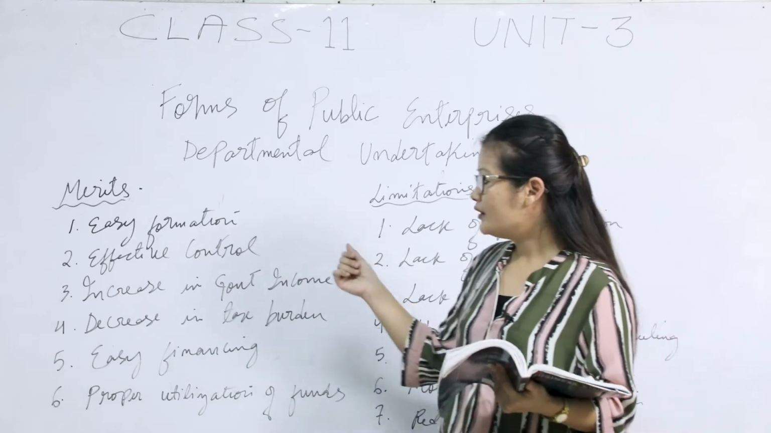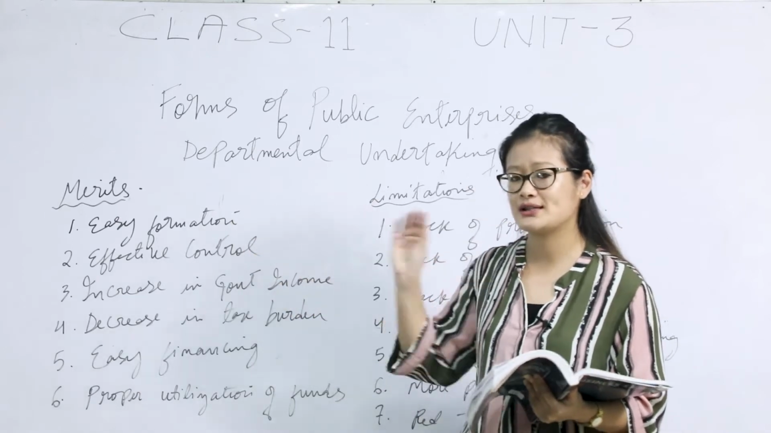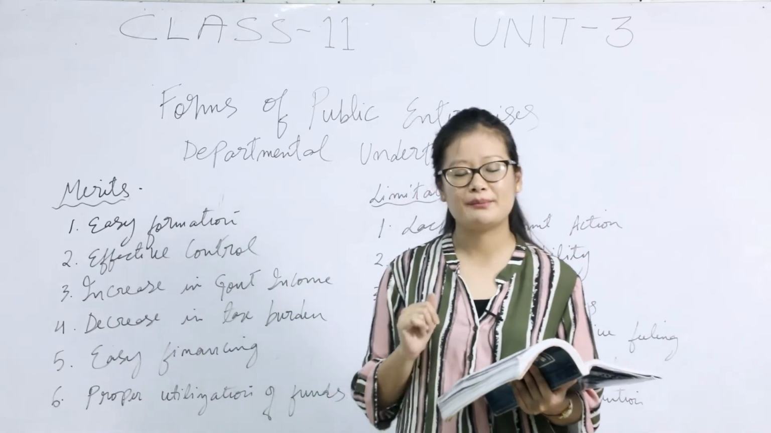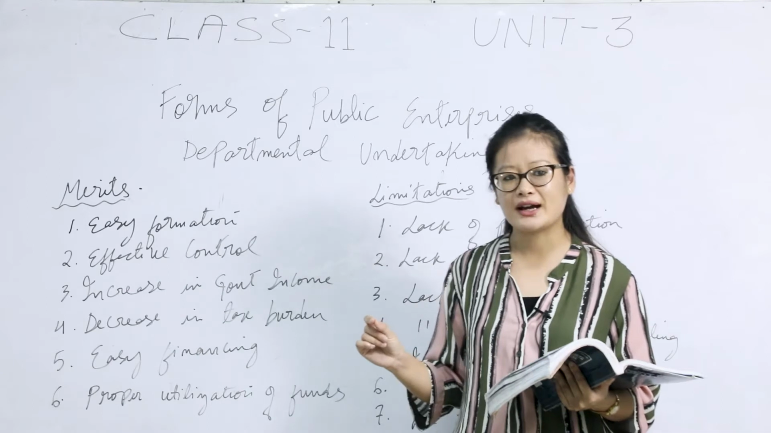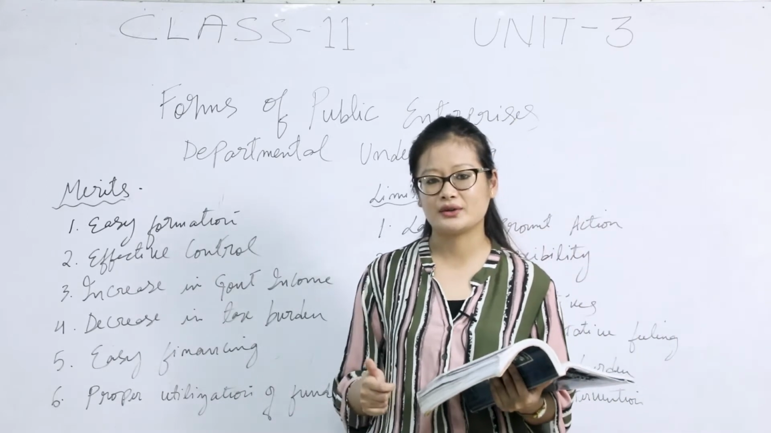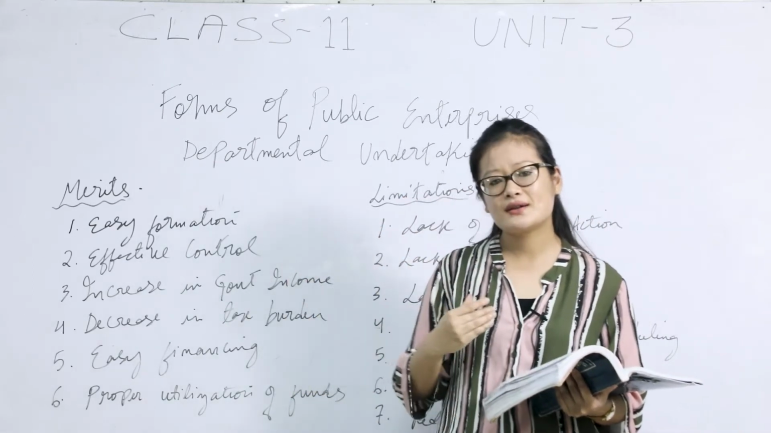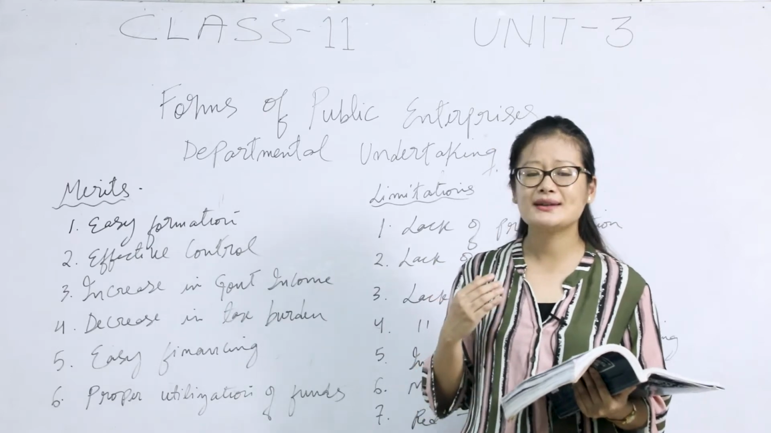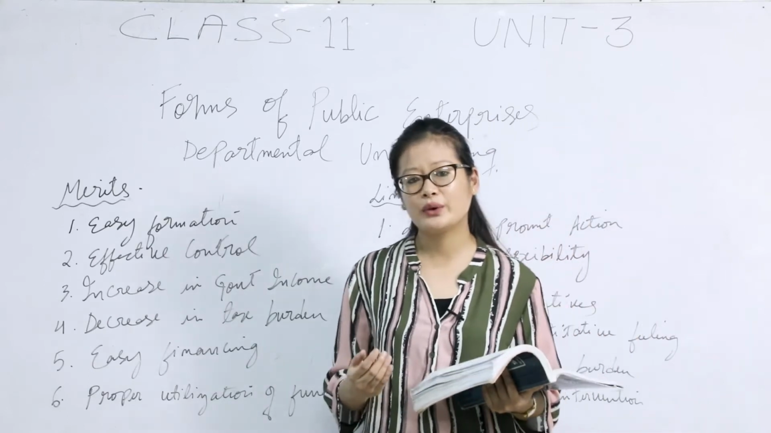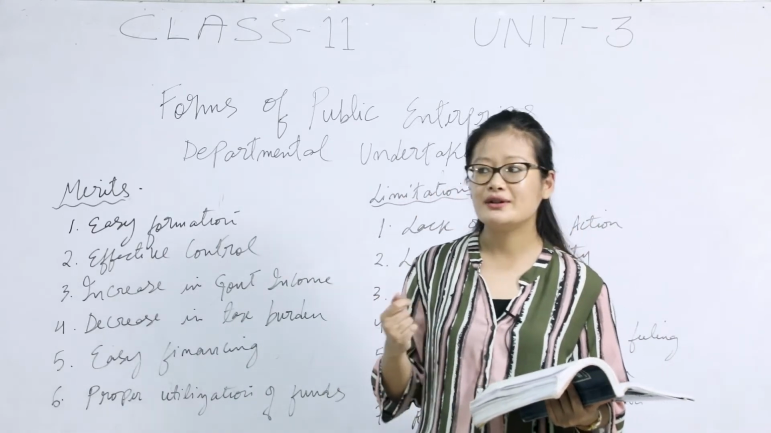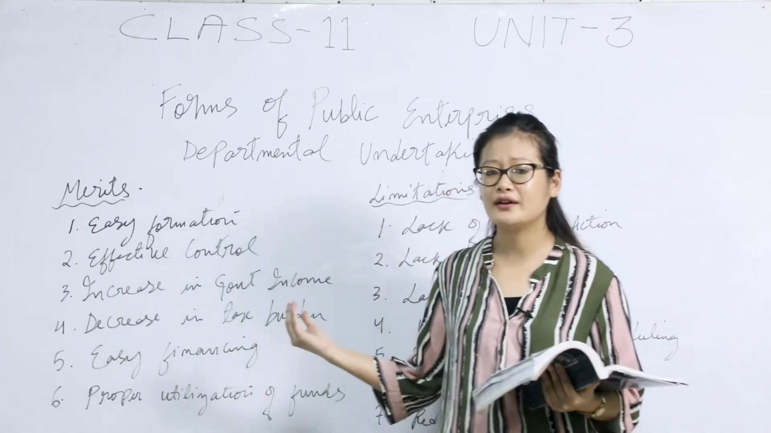Number 2 is effective control. Effective control is possible under this department because the government controls it. We know that definitely. At the same time, well-trained officers work under this department. When the officers are skilled and trained in their work, they know what they are doing, so the government is also able to make an effective and fruitful impact in their department.